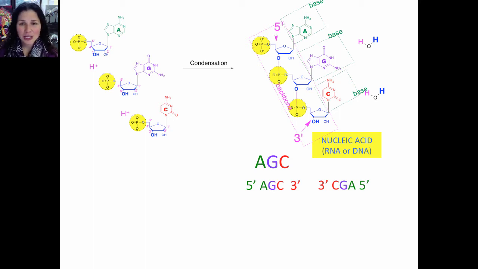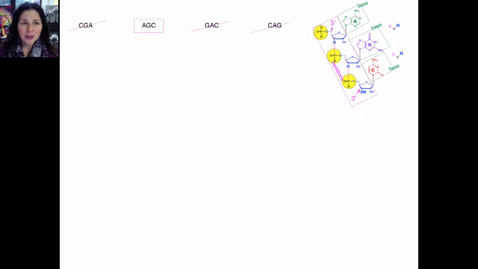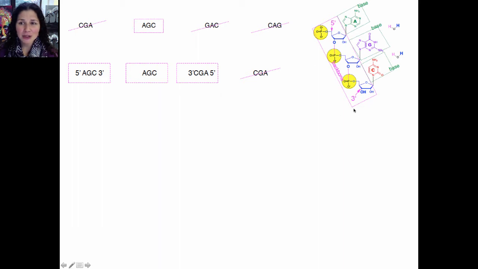The sequence is shown here. And in number 4, the only sequence that matches the structure shown is the second one, AGC. CGA is not correct because it indicates the opposite order of nucleic acids. In number 5, there are 3 responses that are correct representations for this structure. AGC is correct, and so AGC with the 5' and 3' ends indicated is also correct.